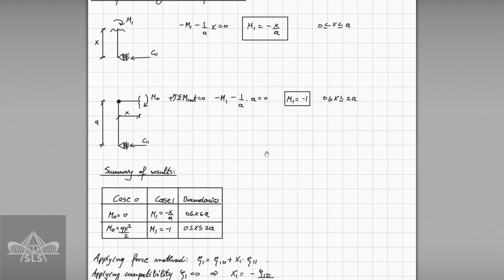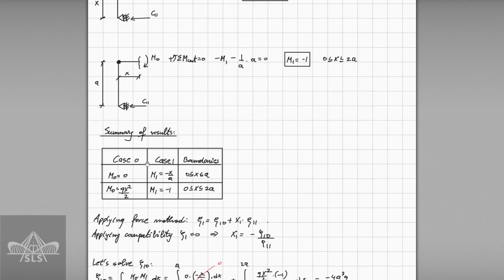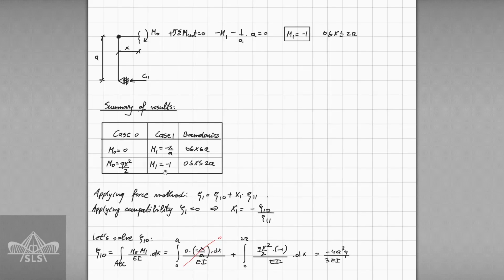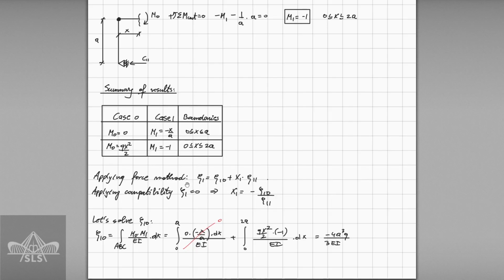Next, we take the summary of results. For case 0, these are going to be the bending moment functions for the given boundaries. And the same for case 1, we have these bending moment functions for the given boundaries. Next, we apply the force method as in the other videos. And applying the compatibility, we can find that our unknown is going to look like this. Therefore, we need to find these two unknowns.